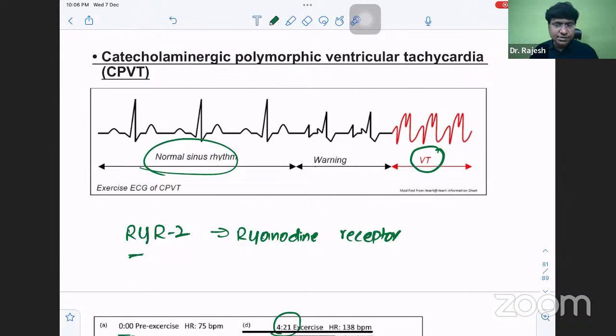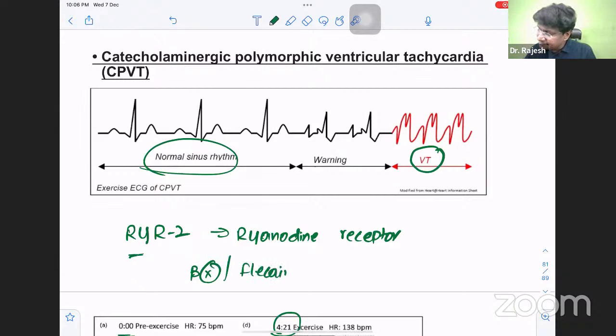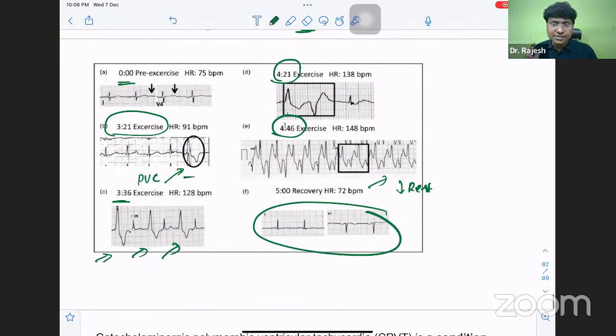And how do you treat this? You need to give a beta blocker, or the other drug that you can give is flecainide, which is a class 1 antiarrhythmic drug. And what will be the surgical treatment that you can do in this individual? The surgical treatment is, since it is catecholaminergic, you can do sympathetic denervation.